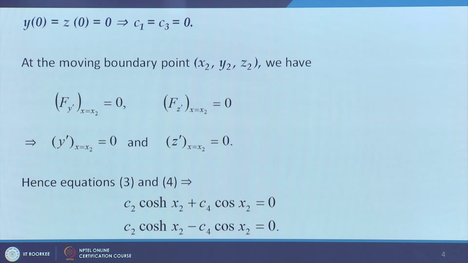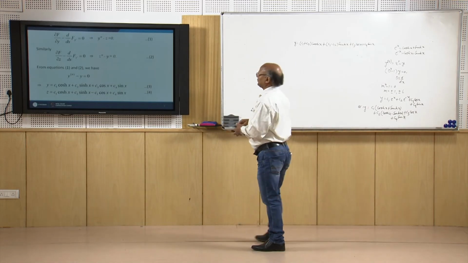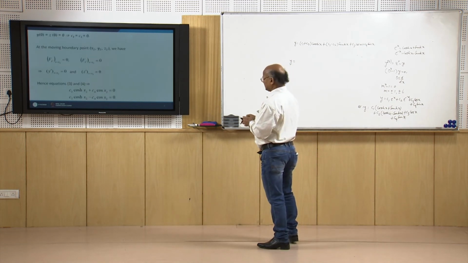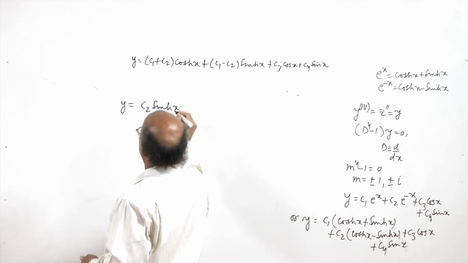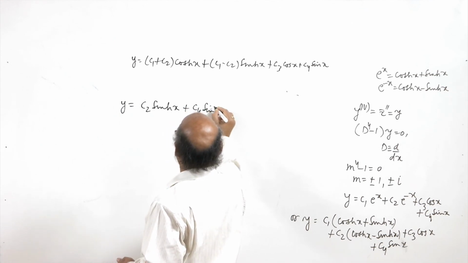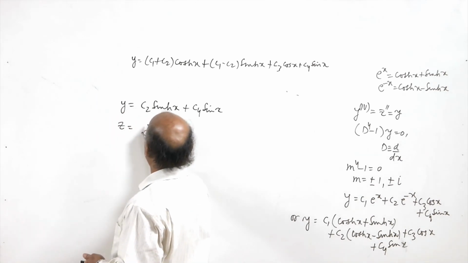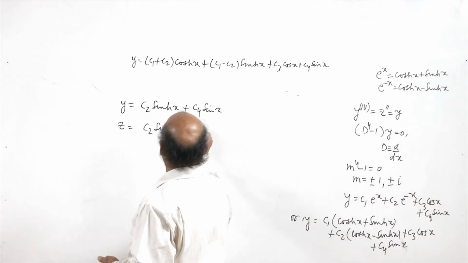Hence we have the following equation: C1 equal to C3 equal to 0. We have found C1 equal to 0, C3 equal to 0. So this reduces to C2 sinh x and C4 sin x. This is y, and z has become, with C1, C3 zero, C2 sinh x plus C4 sin x.